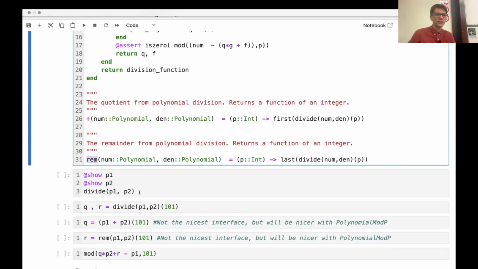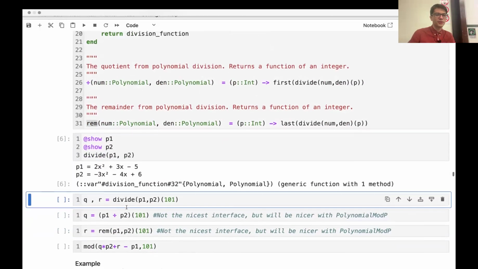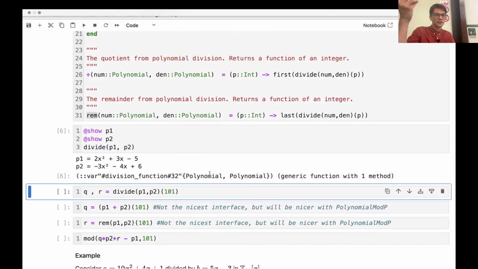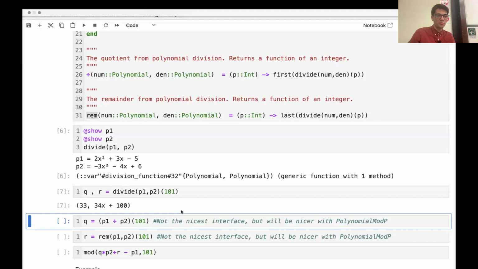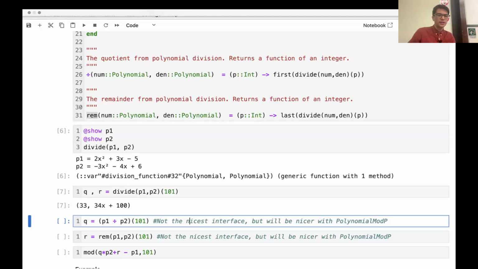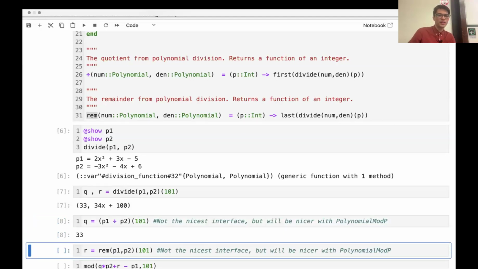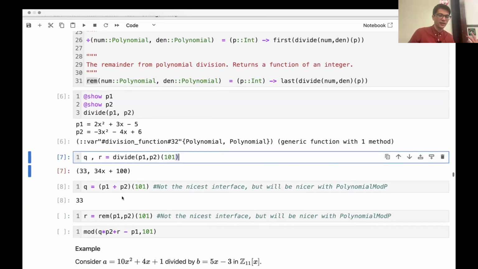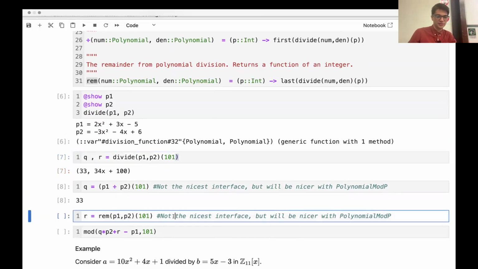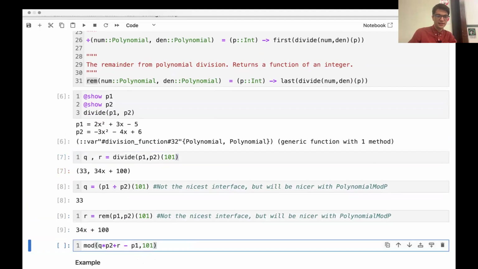Let's check. So I can do this division, and you see we're going to get back a function. Now I can do the same division, but say you're working mod 101. We can also do this just to pull out the third. Oh, so divide is going to give you the quotient and remainder. Div is just a helper function which pulls out that first part.